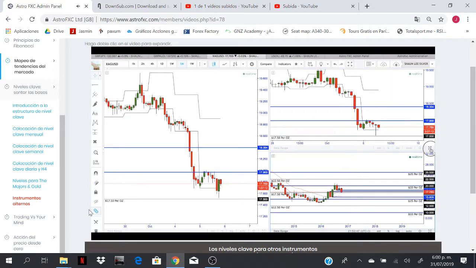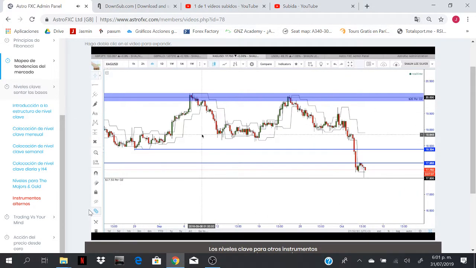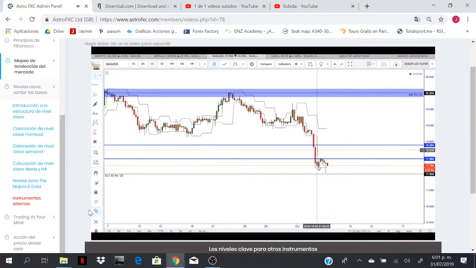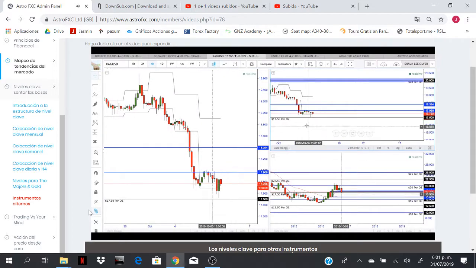So again, silver reacts with all of our strategies, same kind of stuff. As you can see, one dig, two dig, straight into the 20 zone there. It does react to the daily highs and lows as well. You can go and check this out yourself.